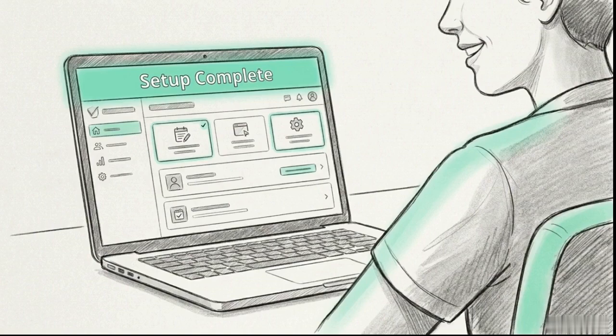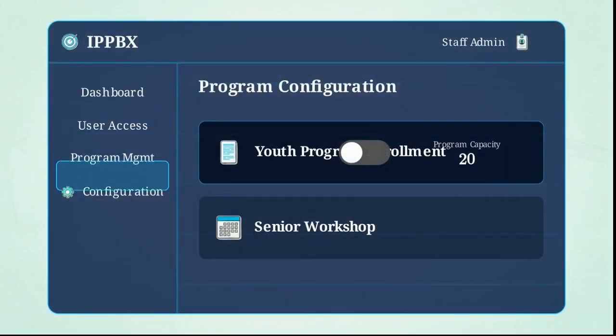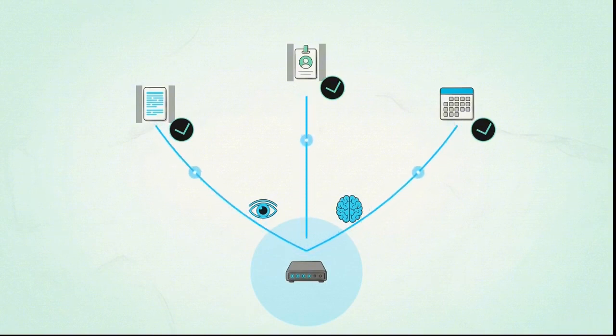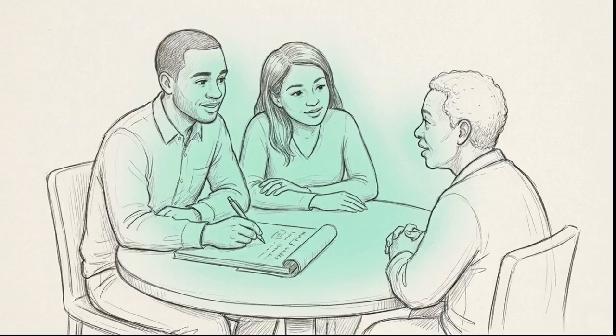IPPBX handles this configuration for you during implementation. However, this walkthrough shows the basic controls so you can understand the system and adjust it yourself whenever your programs change. Connecting these steps creates a system that monitors inquiries and carries the work forward according to your rules, allowing your team to focus on the human relationship rather than the coordination.